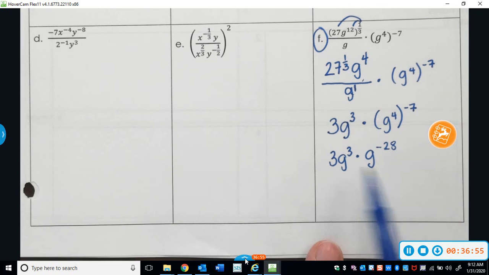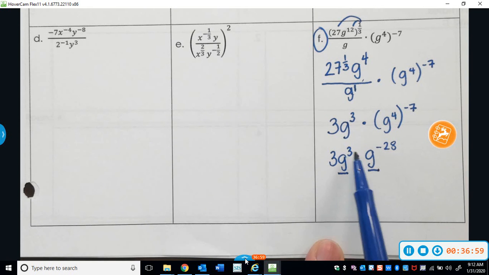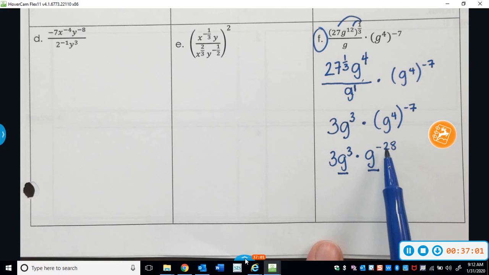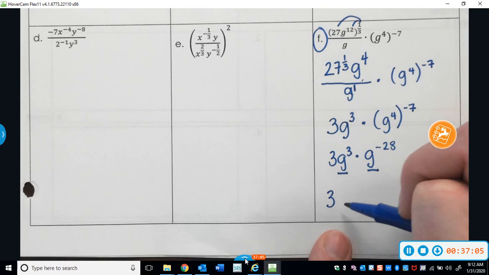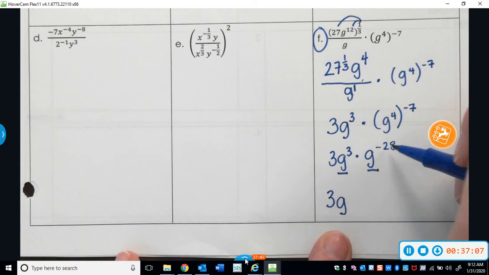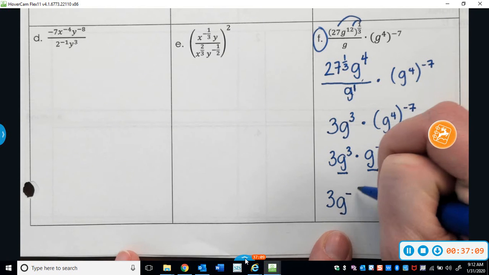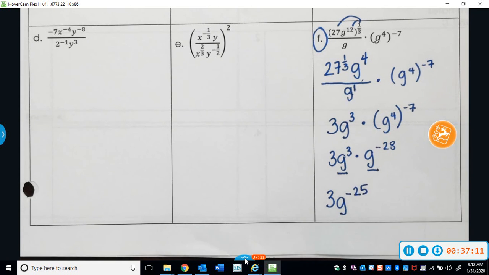So the next thing I'd want to look at is, okay, these have the same base, and they're being multiplied. So what should I do with these exponents? Yeah, I'm going to add them together. So I'd still have that coefficient of 3, but I'm going to have one base here, and 3 plus negative 28 is negative 25. Okay.